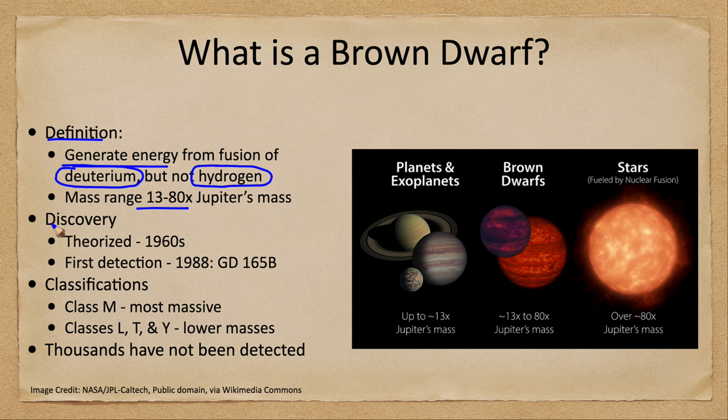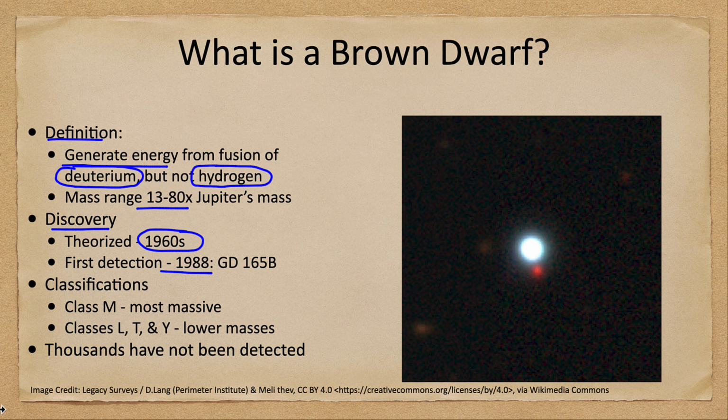Now, brown dwarfs were actually theorized back in the 1960s, but the first detection was in 1988, and that was the brown dwarf known as GD 165b. Now, the brown dwarfs are actually relatively difficult to detect because they are not fusing hydrogen. They are much lower energy and therefore harder to be able to see.